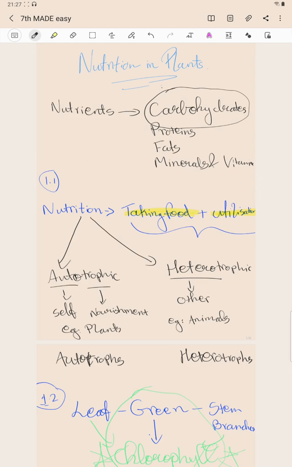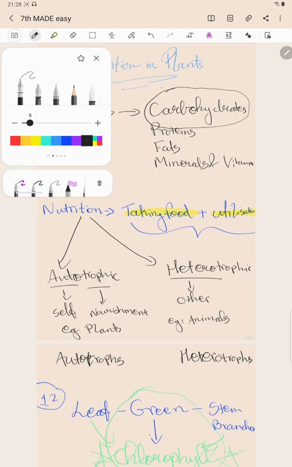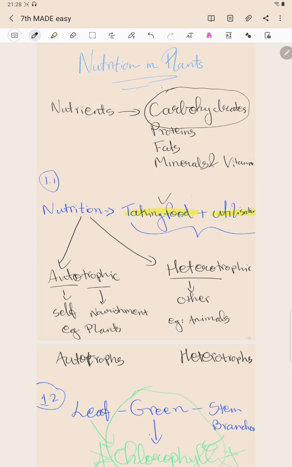So, nutrition in plants. Nutrition means that it's a process where an organism takes food and also utilizes the food in its body. So that's the two main keywords that you need to know: taking in food, and utilizing it in its body.